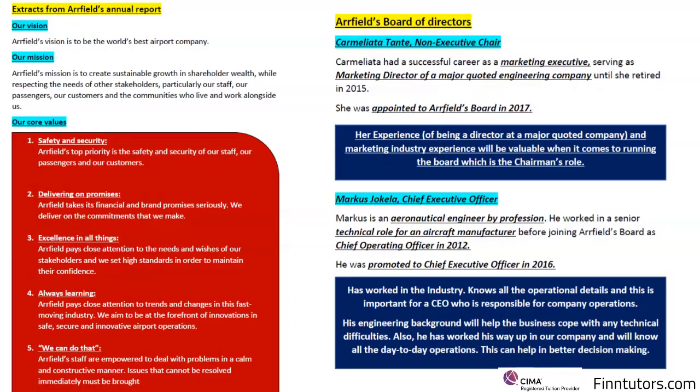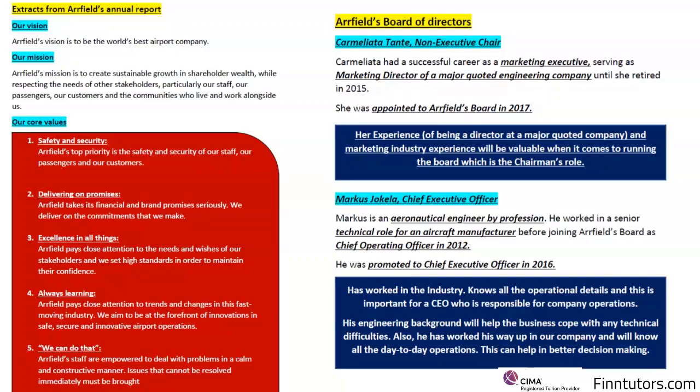Let's say there is a scenario in the question which says that at some stage safety and security was not given importance. You can say that this is not a good thing, as it's one of our core values. We must stay true to our core values. So you can use this information very well as part of your mocks if you keep it in mind.